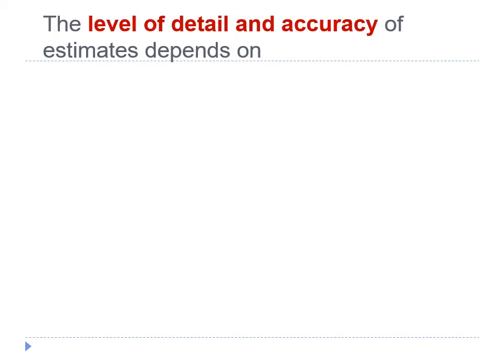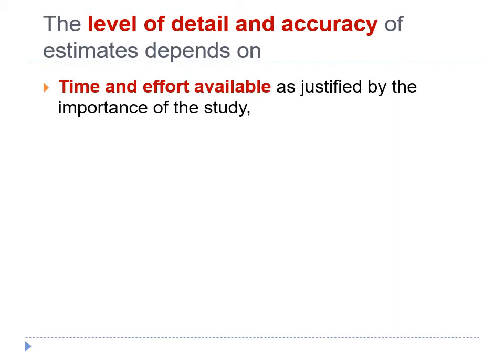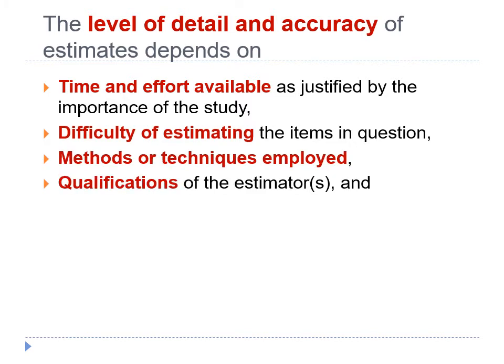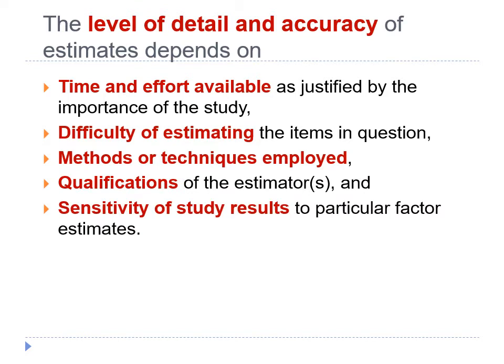Thus, it is apparent that a cost or revenue estimate can vary from back-of-the-envelope calculations by experts to very detailed and accurate predictions of the future prepared by a project team. The level of detail and accuracy of an estimate should depend on the following: time and effort available as justified by the importance of the study, difficulty of estimating the items in question, methods or techniques employed, qualifications of the estimators, and sensitivity of study results to particular factor estimates.